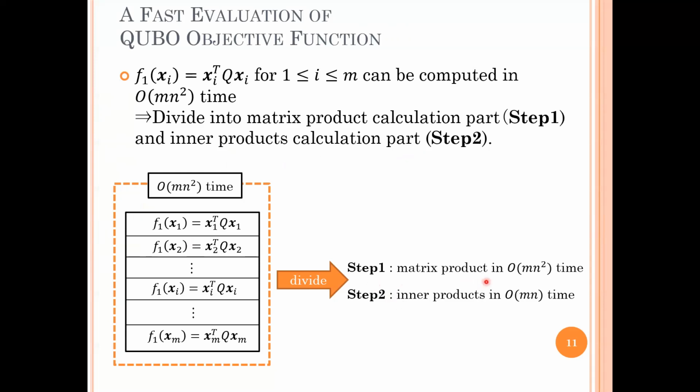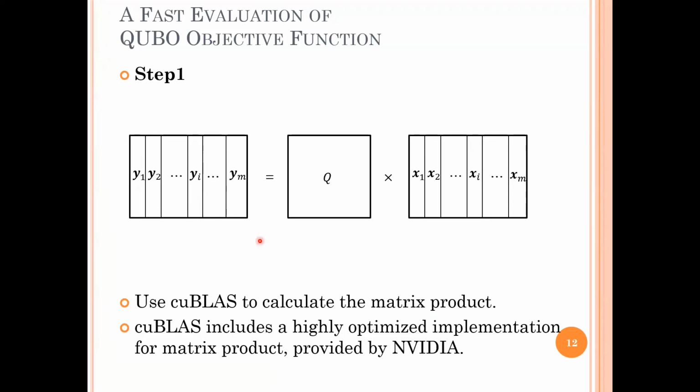Step 1 can be computed in order m times n squared time. Step 2 can be computed in order m times n time. So the computational complexity is not affected by the dividing operation. First, calculate matrix Y equals matrix Q times matrix X. The matrix X is the horizontal concatenation of x vectors. In this calculation, the ith column of matrix Y has the same result as the matrix Q times x sub i vector.